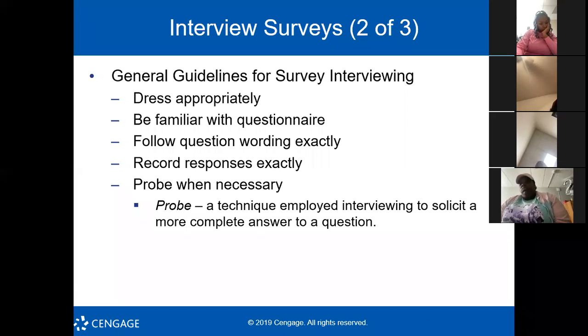You got to follow the question wording exactly. Again, we talked about this, whether it be your research question or your hypothesis, the precise wording is really important. Changing a couple of words can change the things that you're looking to find out. You got to record the responses exactly as they said. Not what you think they meant, not what they implied. You got to write down exactly what's said. And then again, probe where necessary.